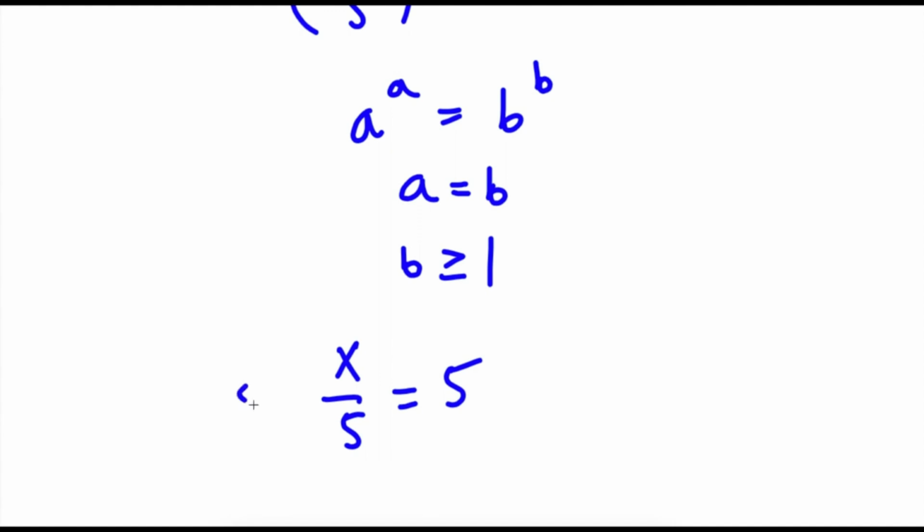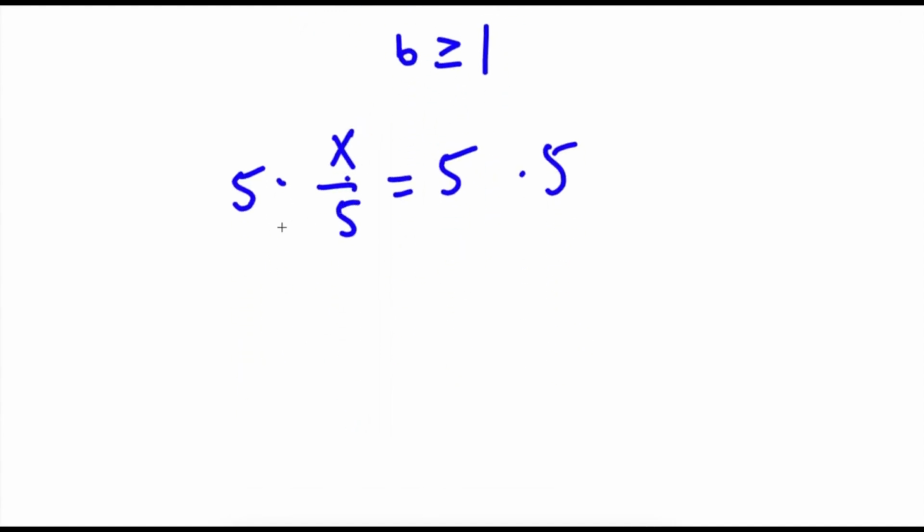Now, to simplify this, I'm going to multiply both sides by 5. So now these two cancel out, and I'll be left with x is equal to 5 times 5 is 25.